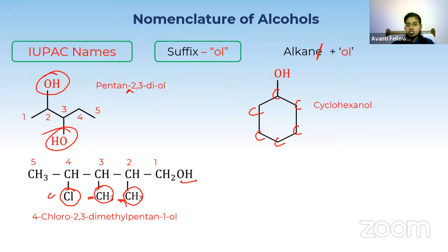Very good, Rakshit Kumar and Bishan. Great. Both of your answers are correct. So you can also write 4-chloro-2,3-dimethylpentanol. Since there is only one, you can write the 1 or you don't have to write it. Both the names are correct.